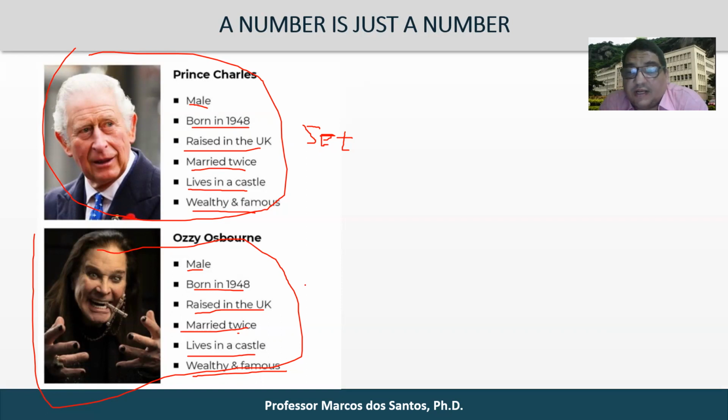So that's why I always tell my students that a number is just a number. We need to analyze the number inside its context. Only the number isolated can't tell me anything if I analyze only just the number.